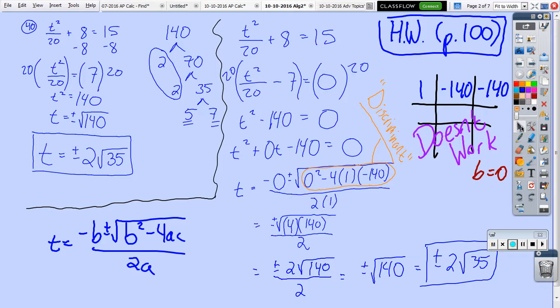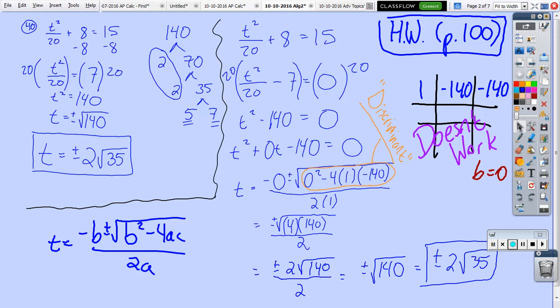You don't have to do this. If you look at this and you can see, okay, I know my b is 0 because I don't have a t, then you can jump right here. But just to be safe and be very clear, I'm going ahead and writing 0t in the middle. So you fill it in, and then now it's a matter of simplifying. Now, again, be very careful at this point. You'd hate to get to this point and then make a simple mistake from here to here. So go ahead and simplify: 0 squared minus 4 times 1 times negative 140.